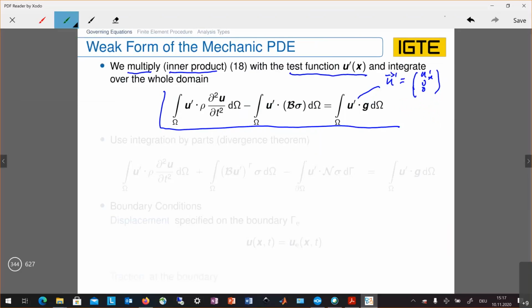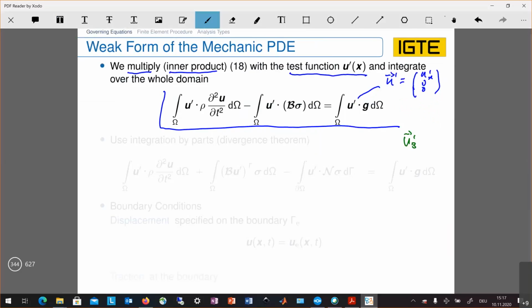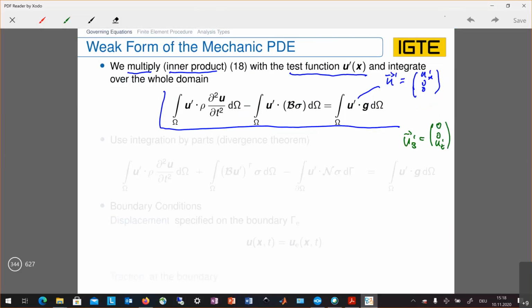Very interesting thing, u3 prime, which would be 0, 0, u z prime. Okay, so let's try again.